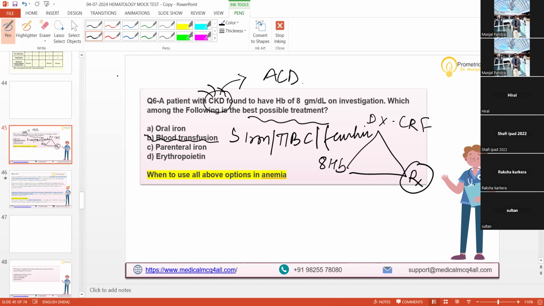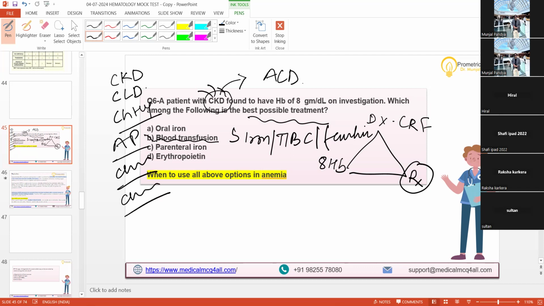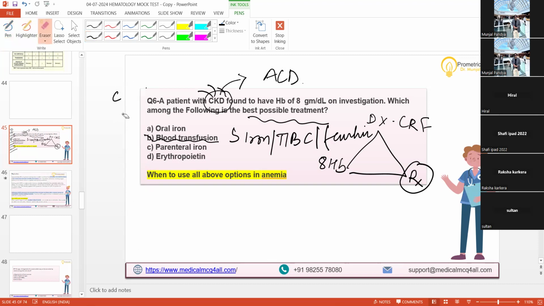So whenever they give you CKD, chronic kidney disease, CLD, chronic liver disease, chronic hypothyroidism, aplastic anemia, chronic bone marrow problem, chronic GI blood loss, or chronic hemolysis, there are a lot of things. So with a chronic condition, you always think of anemia of chronic disease. This is how the name comes, right?